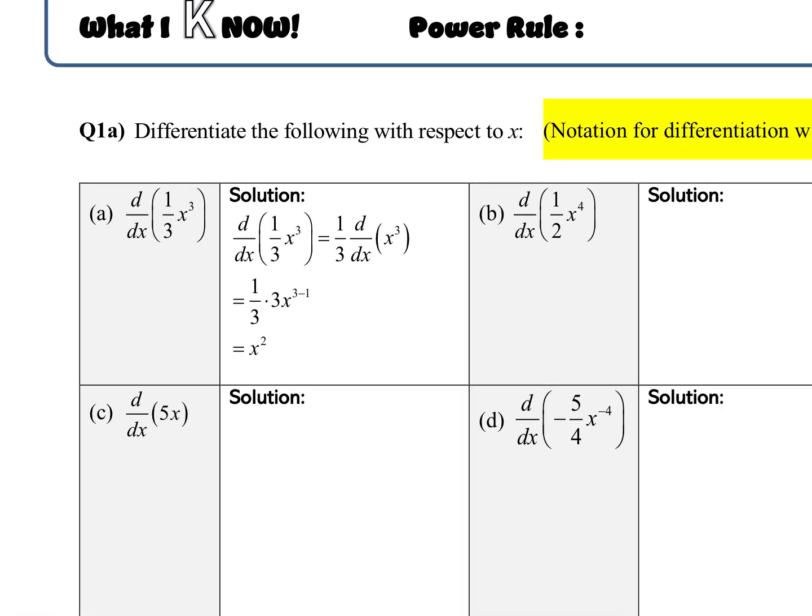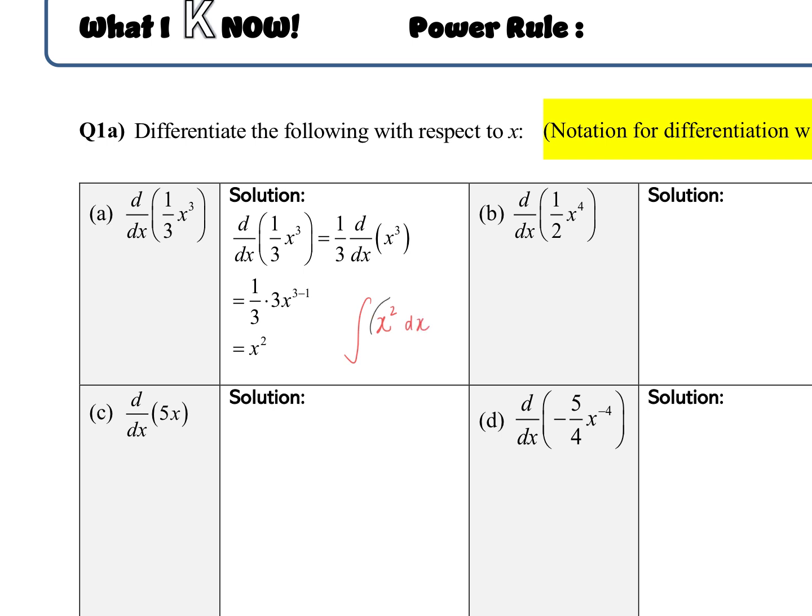So, let's look at this one. This is how I normally differentiate this, right? I bring this power down, subtract power by 1. But what if I want to integrate this? What would I do?